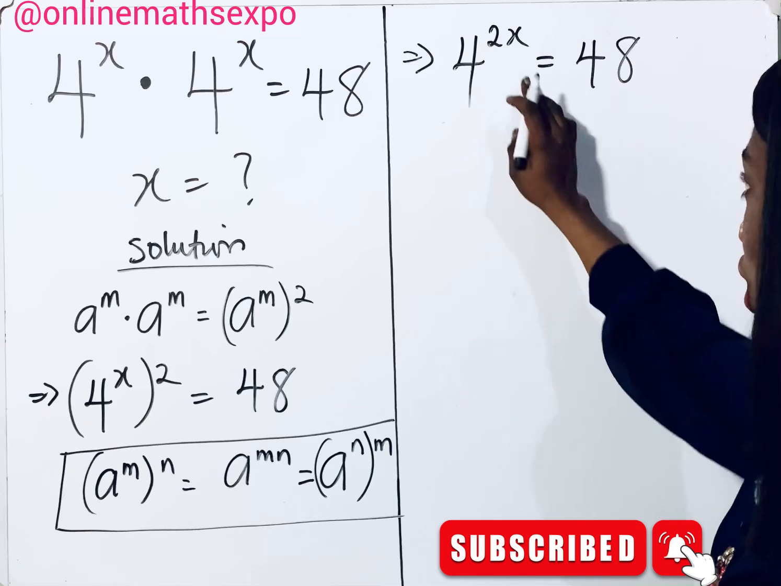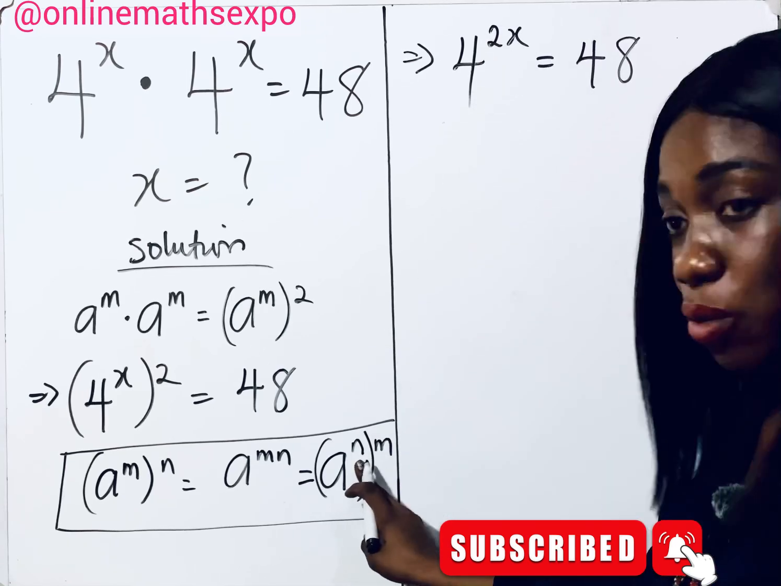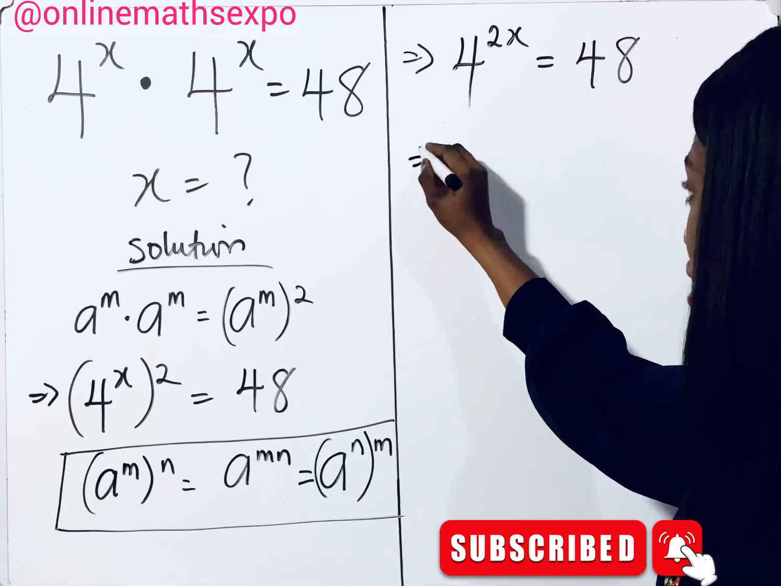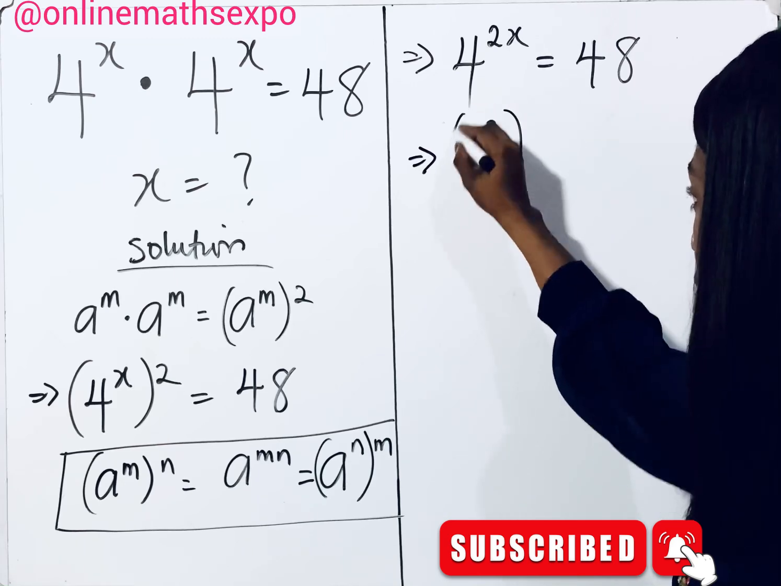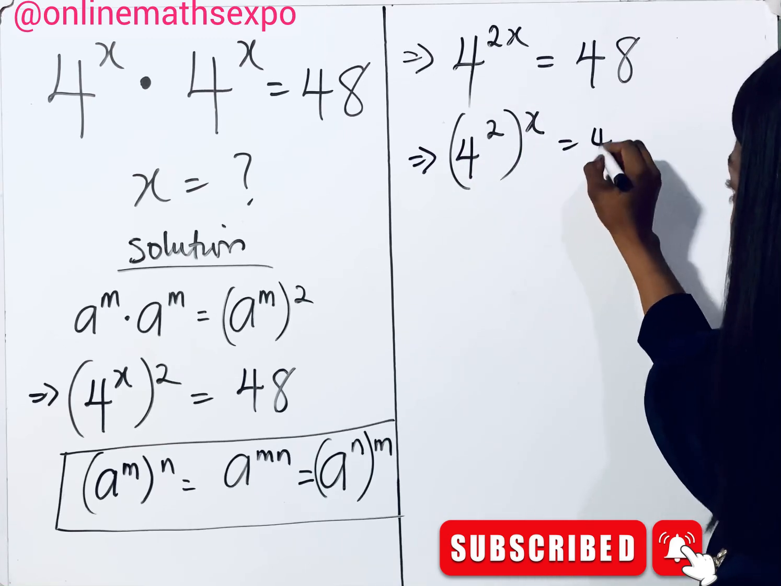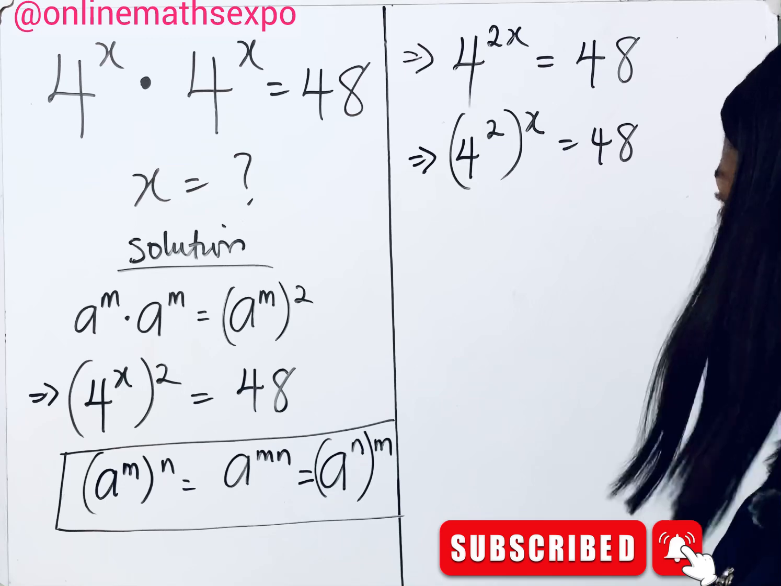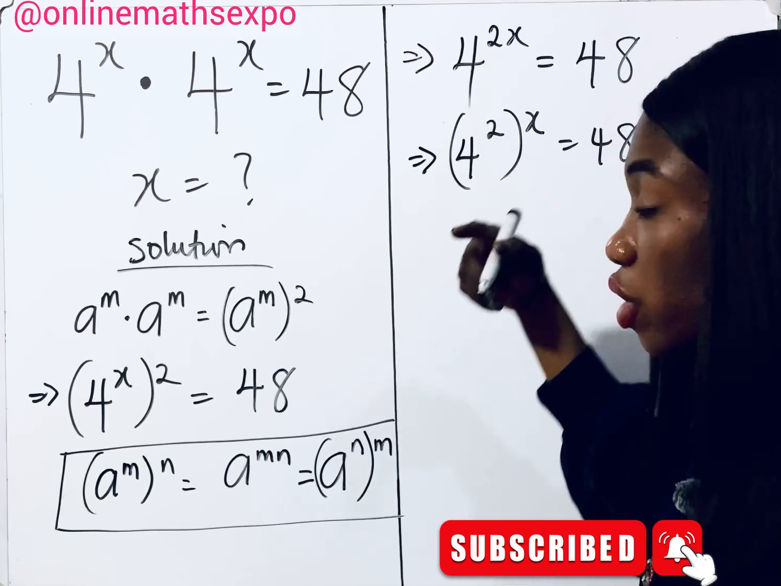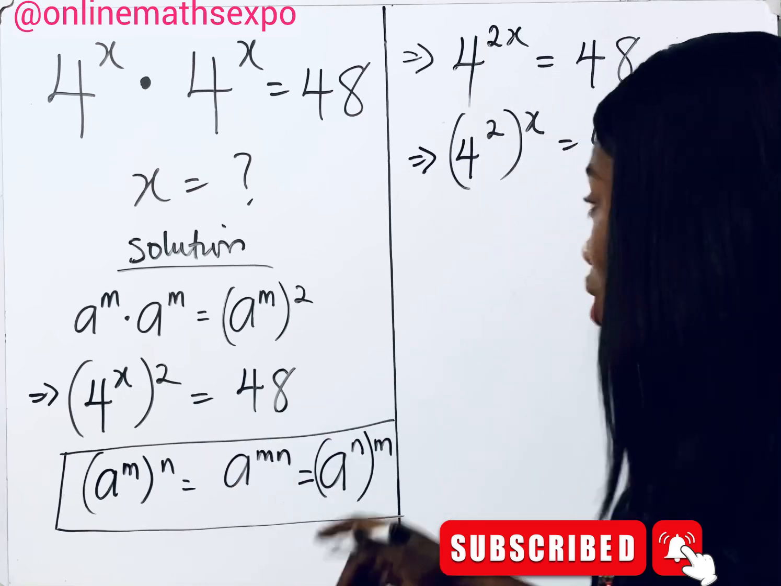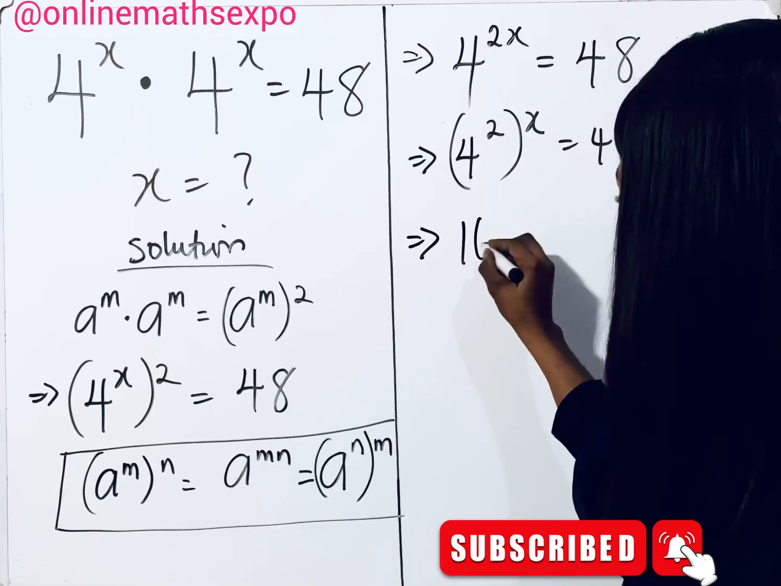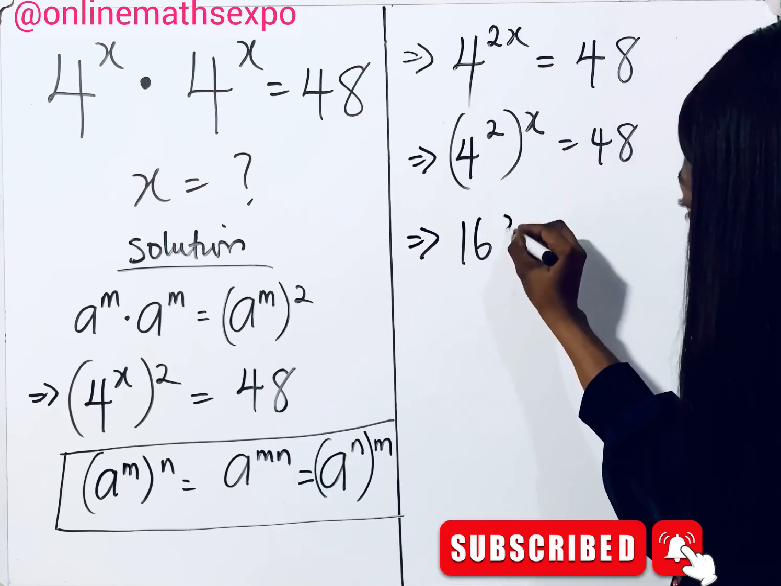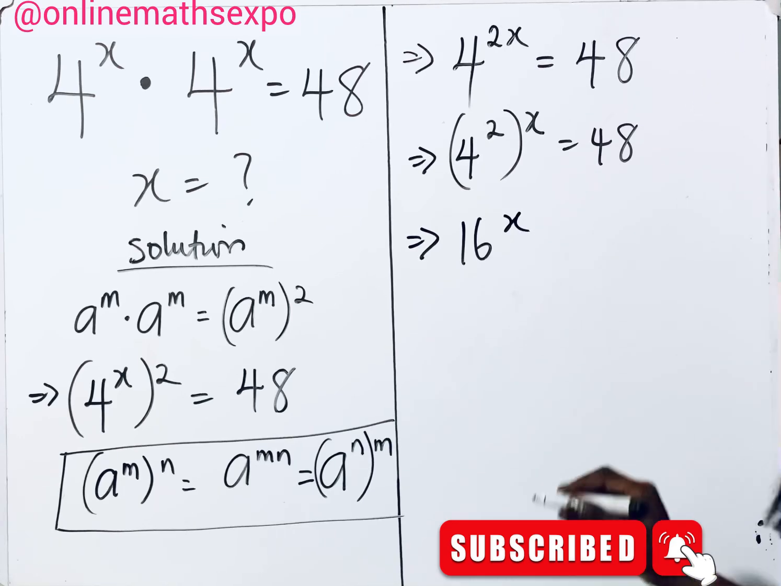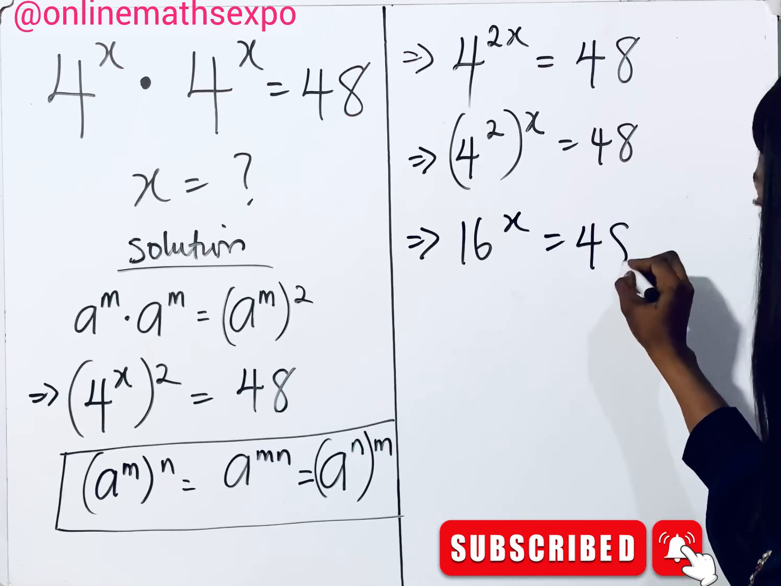Now, this is also the same. If you watch this, it is the same as 4 to the power of 2 to the power of x is equal to 48. Did you see that? So what it means is that 4 to the power of 2 will give us 4 multiplied 2 times to give us 16. So we have 16 for this, and it is raised to the power of x. Did you see what we did? And it is equal to 48.